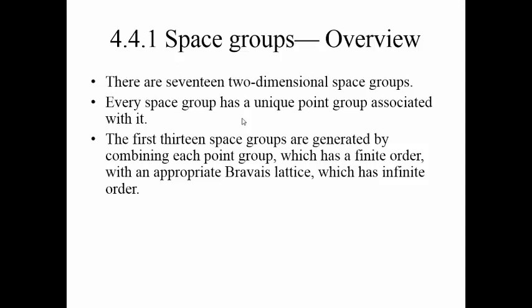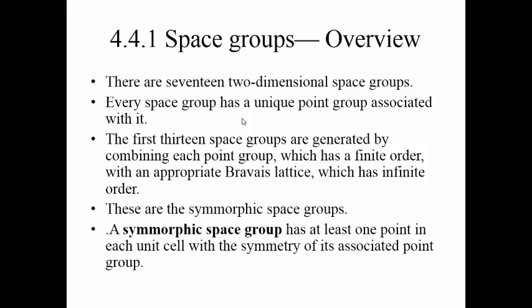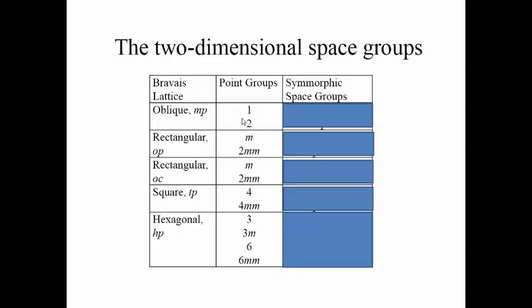The first 13 space groups are generated by combining each point group, the 10 point groups, which has a finite order, with an appropriate Bravais lattice, which has an infinite order. These are the symmorphic space groups. The symmorphic space group has at least one point in each unit cell with the symmetry of its associated point group. I don't expect you to get this right now, but I'm giving you this as part of the overview. We'll come back and look at this in detail shortly.